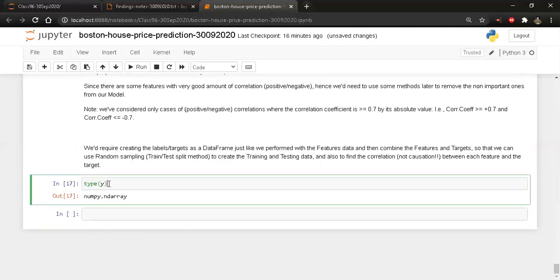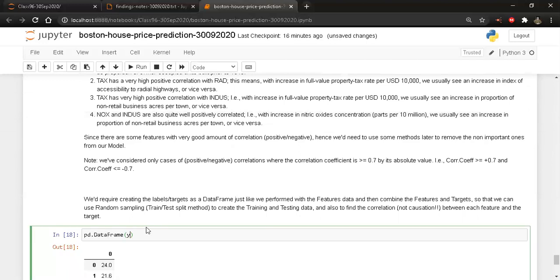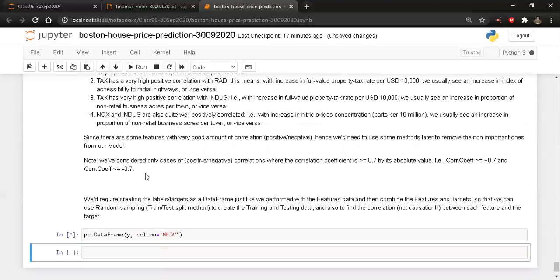So let's see if I can directly convert it into a data frame. Can I directly convert it into a data frame? Yeah, I can convert it into a data frame, and I can give it a column name. I'm going to call it MEDV. This is the column name. So I'm just going to print this.